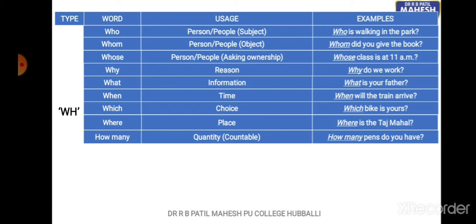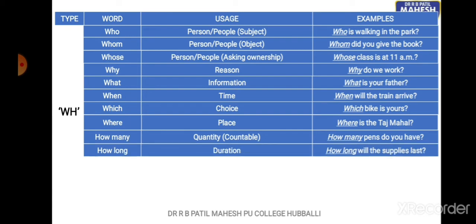5 pens, etc. The next word is how long. It is to inquire about duration. Example: How long will the supplies last? So, to seek information about duration, one has to use how long.